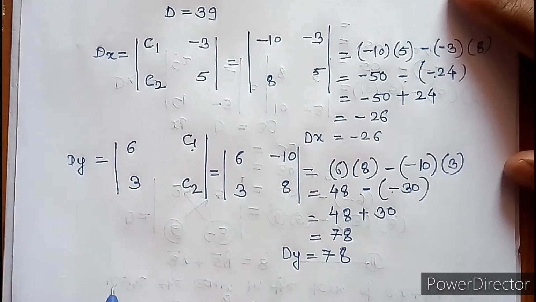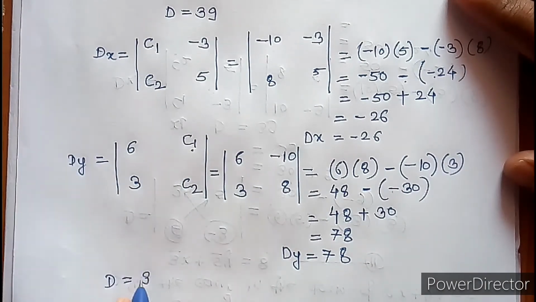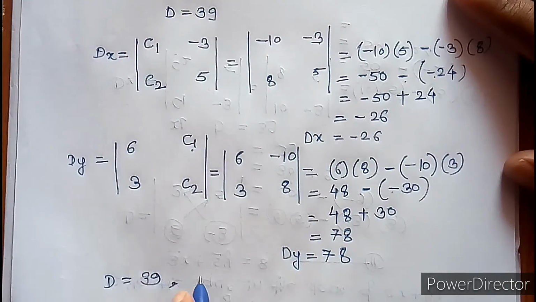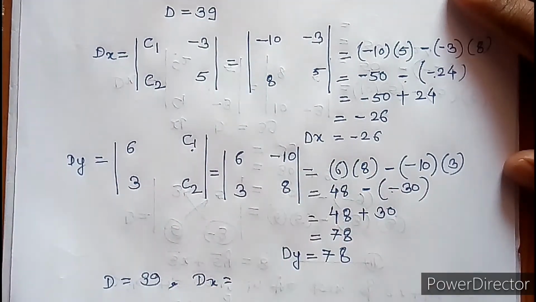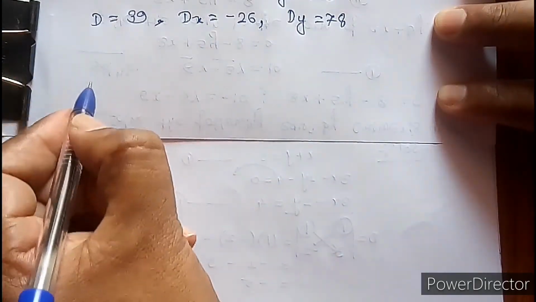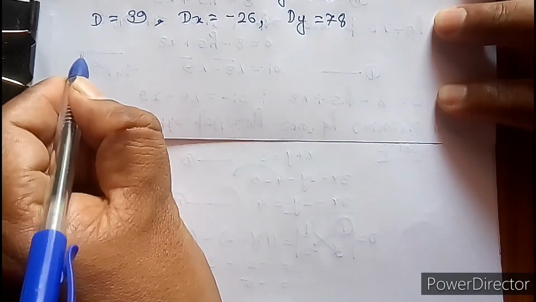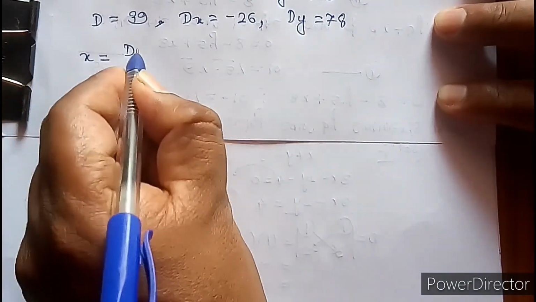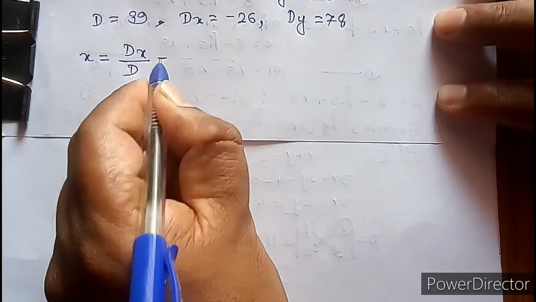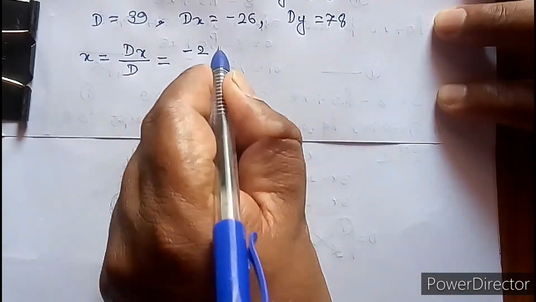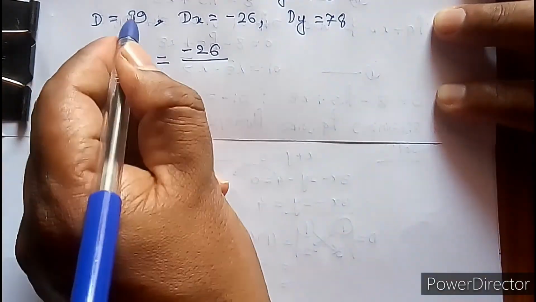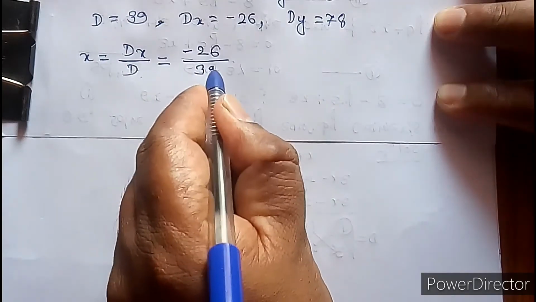Now we get the values of d, that is 39, dx, that is -26, and dy, that is 78. Then write down here, that is d equals to 39, dx equals to minus of 26, and dy equals to 78. Now we have to find the values of x and y. For finding the value of x, we know the formula, that is x equals to dx divided by d. The value of dx is -26 here, and the value of d is 39.